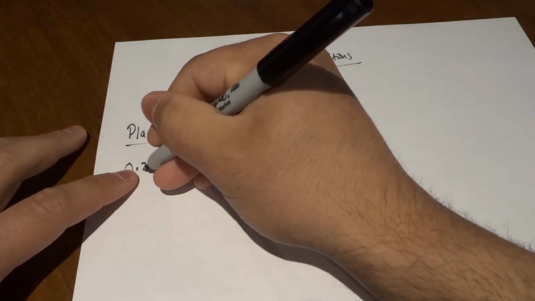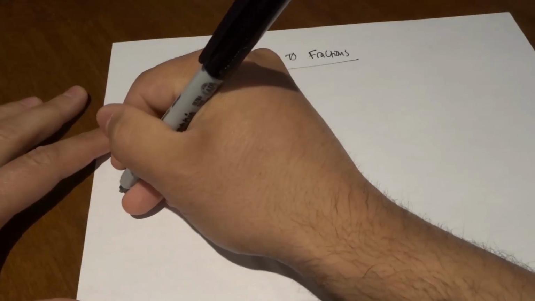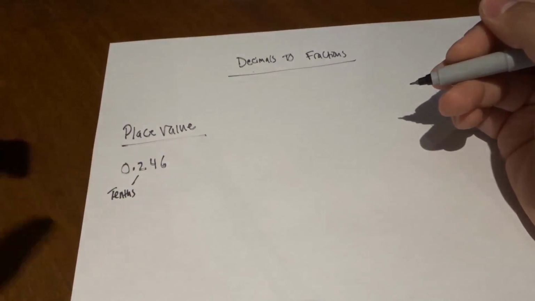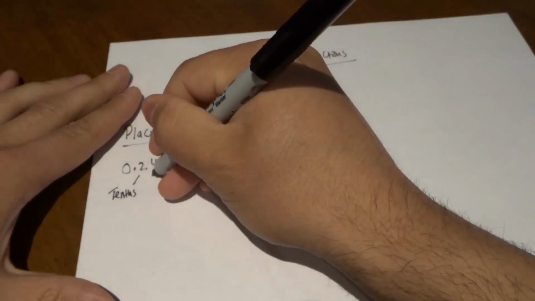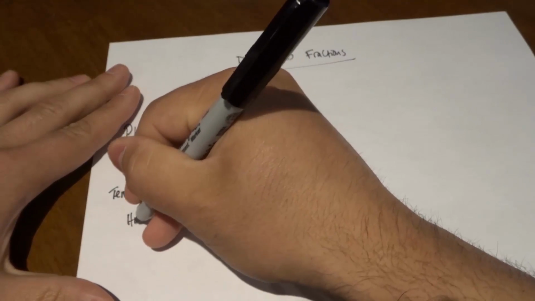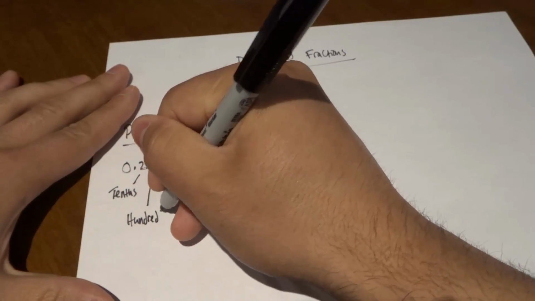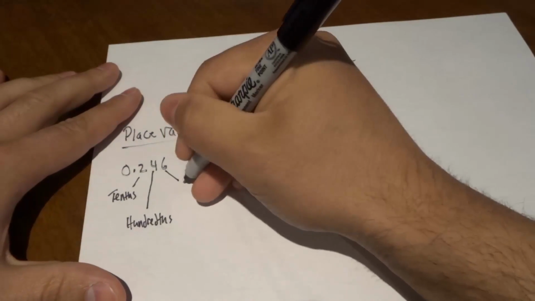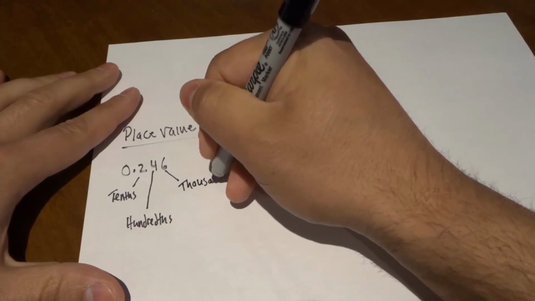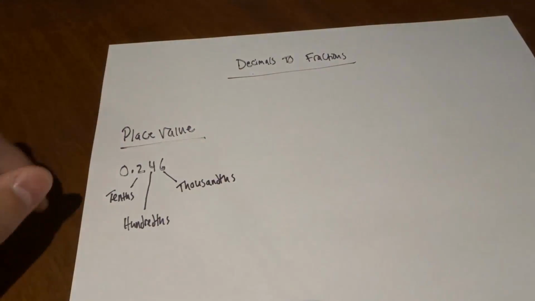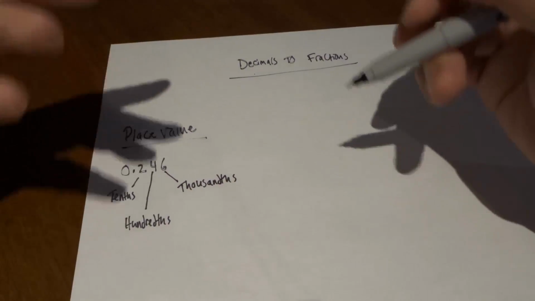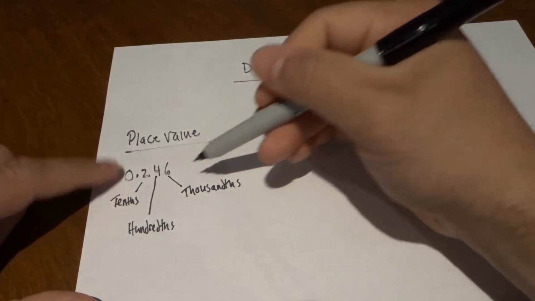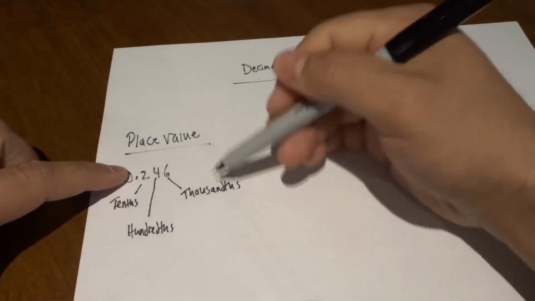So the first number after the decimal is going to be the tenths number. The second number after the decimal is going to be the hundredths place value, and the third number after the decimal is going to be the thousandths place value. So when you have a decimal, you have to figure out where it falls within these place values right here.